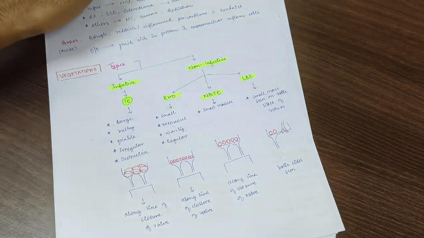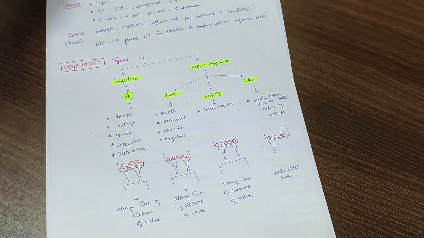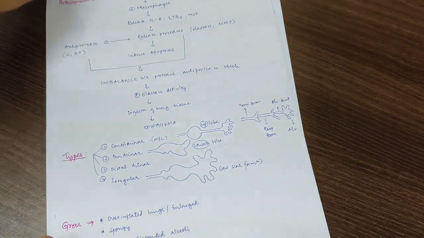Then Libman-Sacks: you are going to see masses on both sides of the valves. That is very peculiar for Libman-Sacks endocarditis. Okay, we are done with CVS.